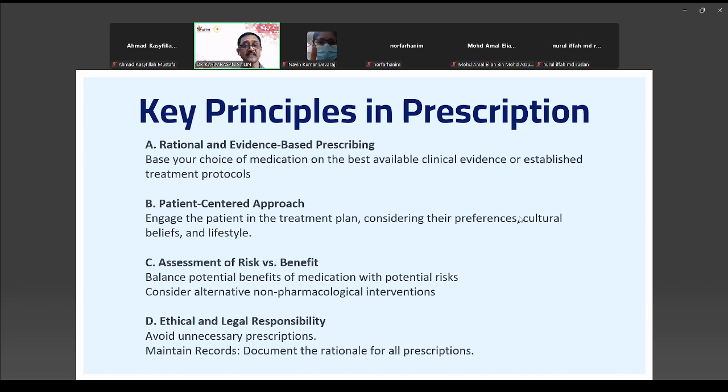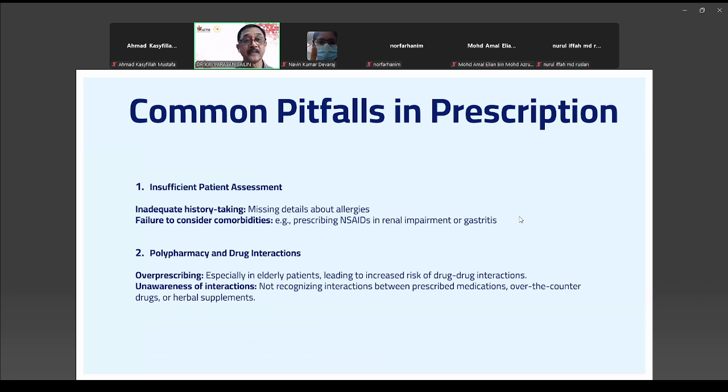Now, avoid unnecessary prescription and ask yourself whether this patient really needs medication or not. And every prescription you write, you should document and keep it. I will go through these four key principles later.